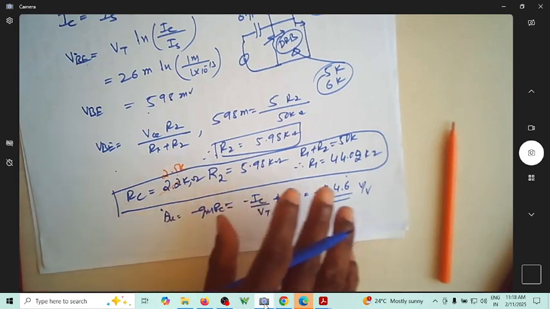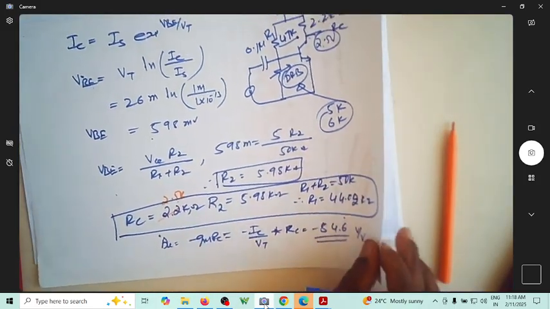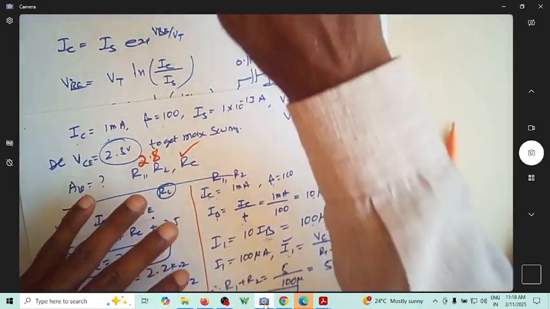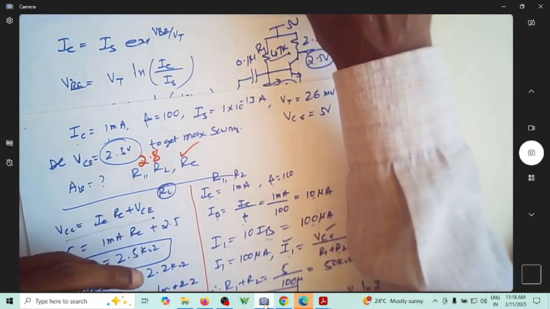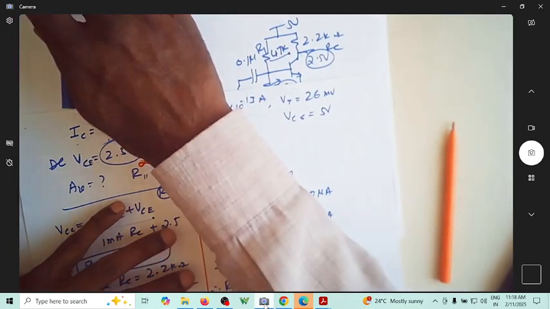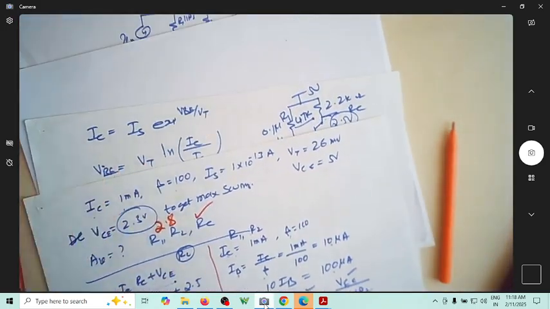This is how you should do the design of a CE amplifier. Design is a must. You have to write the assumptions, device equation, circuit equation, and amplifier equation. Then proceed with the design. And similarly for the CC amplifier, it's on the same lines.